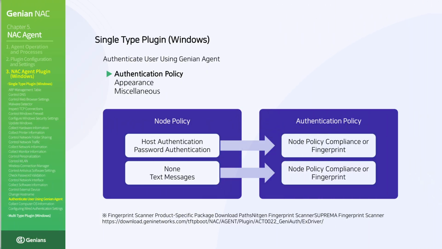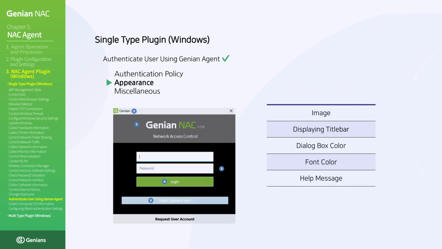The Authenticate user using NAC Agent plugin enables user authentication for NAC through the agent's authentication window. The authentication window allows users to perform authentication based on the authentication method specified in the node policy or select biometric authentication using a fingerprint scanner. Supported fingerprint scanners include those from NITGen and Suprema. The Authenticate user using NAC Agent section allows you to configure the use of images, displaying title bar, dialog box color, font color, and help message options.